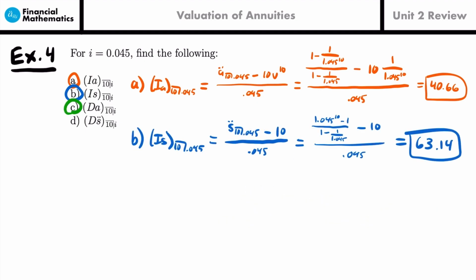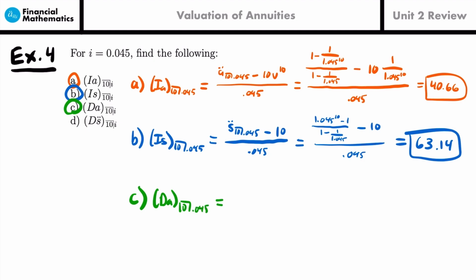For part C, we have capital D a 10 bracket i. This is the notation that represents the present value of an arithmetic decreasing annuity immediate. We know it's decreasing because of the D. If it's D, it's decreasing. If it's I, it's increasing. So here's what we'll have for part C. Capital D a 10 bracket i, which is 0.045.